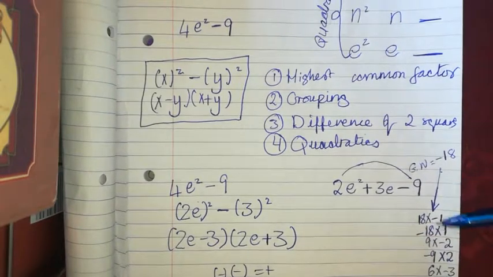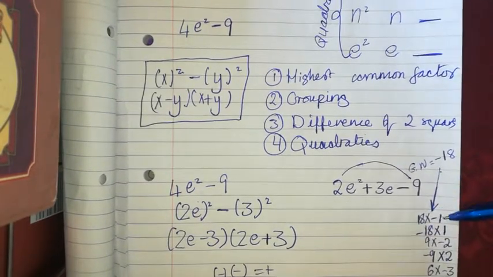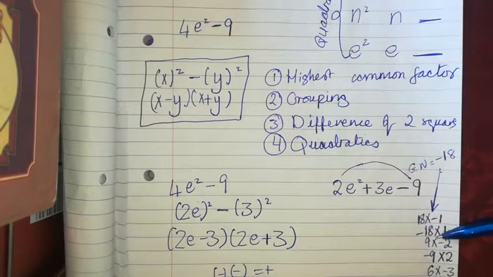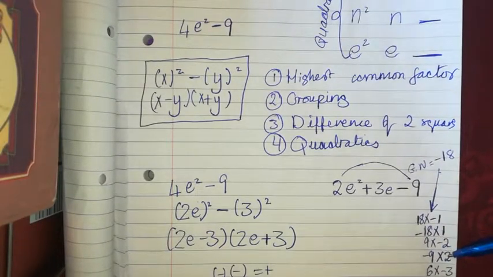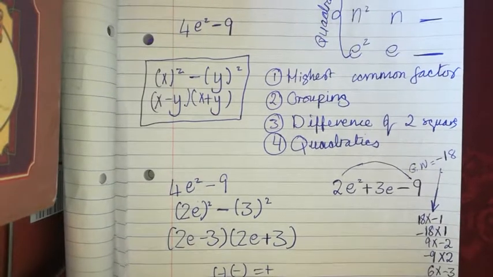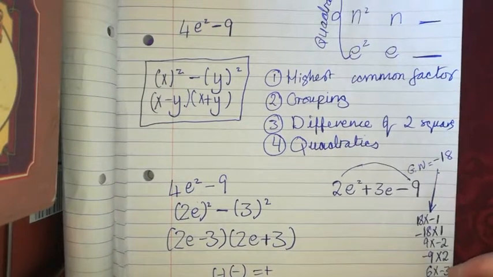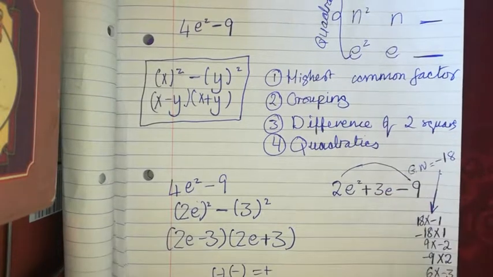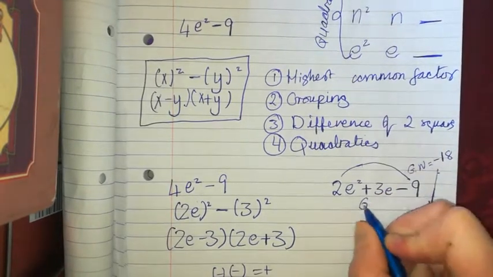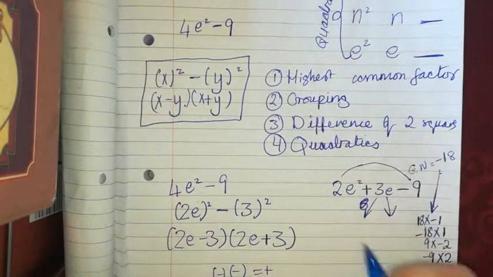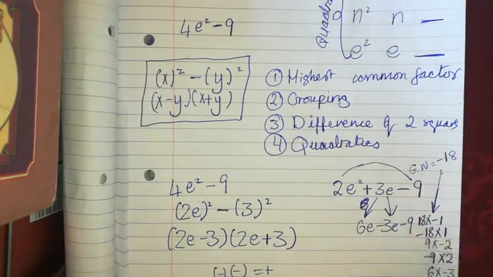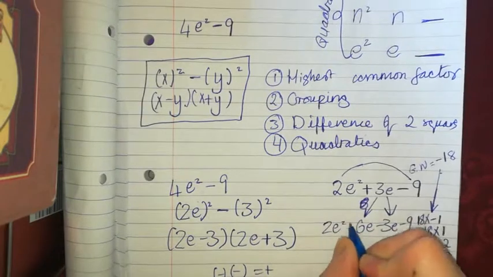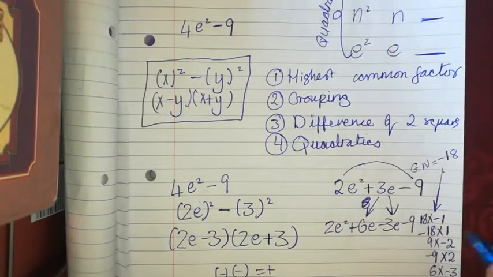So the pair: if I have 18 minus 1 is 17, this is minus 17. 9 take 2 is 7, minus 9 plus 2 is minus 7. 6 take 3, well, that one will work. So instead of writing 3e, I'm going to split it into 6e minus 3e, because 6e minus 3e is 3e anyway, so 2e squared.